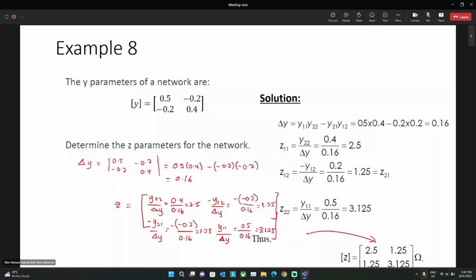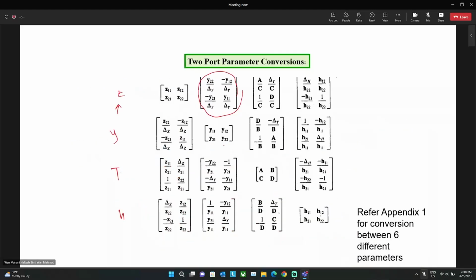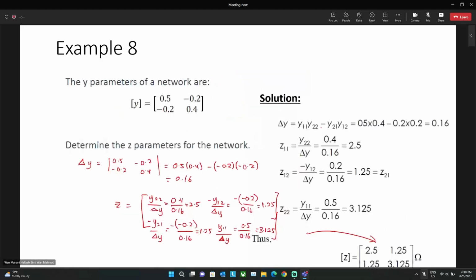So kalau ada soalan yang tanya daripada Z kepada Y, ini Z kepada Y ke bawah. So ini yang you kena guna. Okay. Dan seterusnya untuk transmission dan hybrid pun macam itulah. Kalau daripada hybrid nak tukar kepada Z parameter guna yang ni. Hybrid kepada Y guna yang ni. Hybrid kepada transmission guna this one. Okay. So, pengiraan delta tu adalah guna kaedah yang sama macam chapter 4. Dan sebutan Y11, Y12 semua tu adalah dia punya value. Okay. Dia akan bagi.